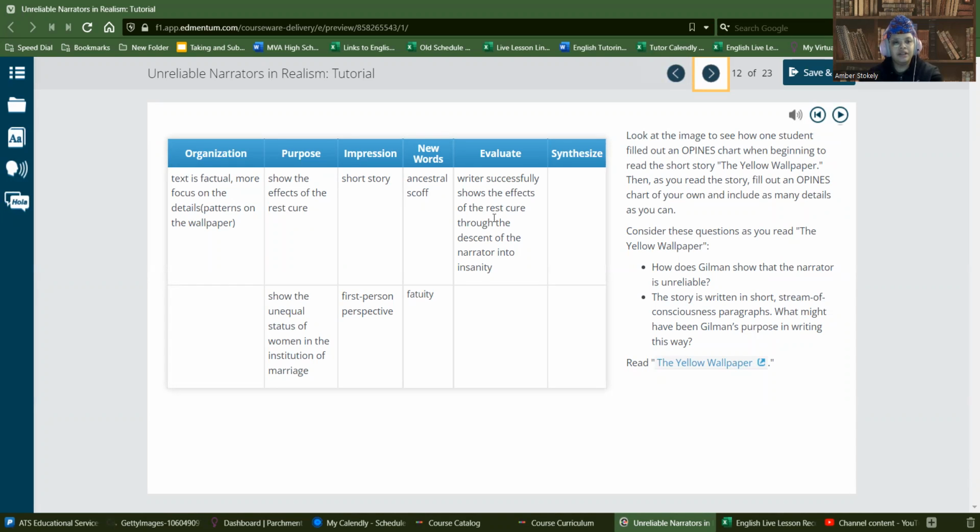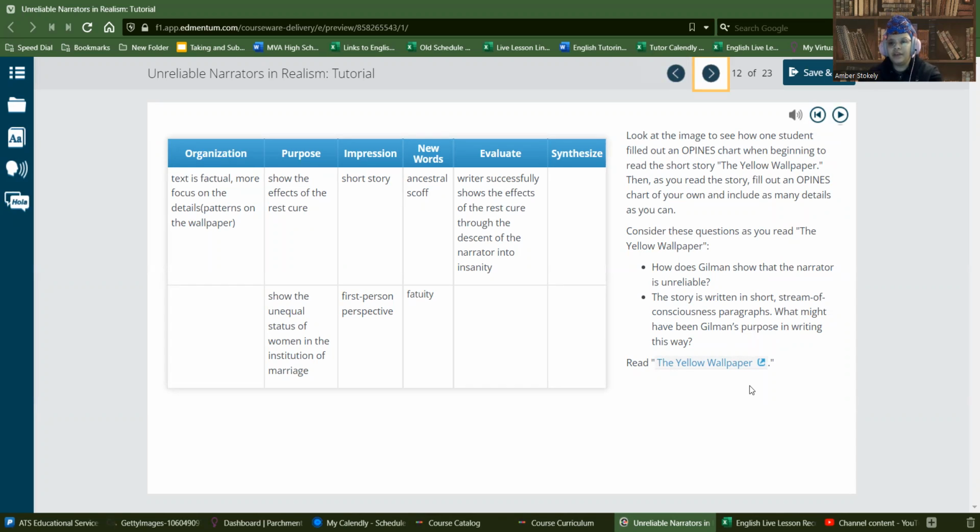So take a look at these, make a chart of your own. If you do make a chart of your own, don't just copy down what's in here. Actually add something that you think as you're reading The Yellow Wallpaper. The link is right here at the bottom of the slide. Take your time to open it up and read.